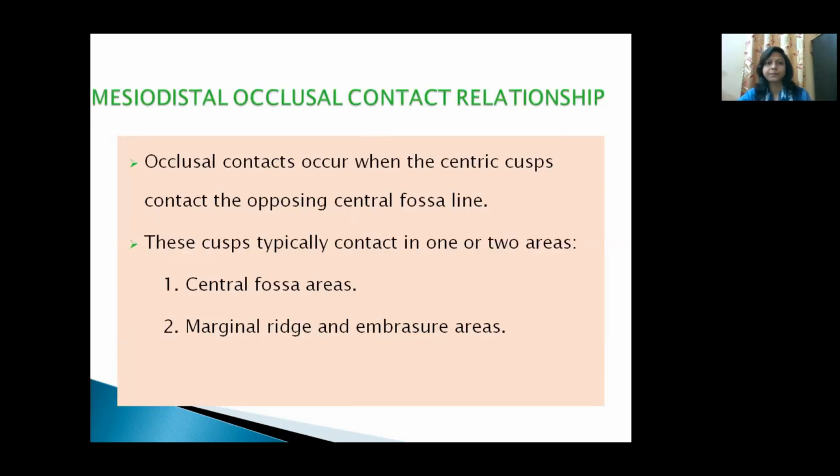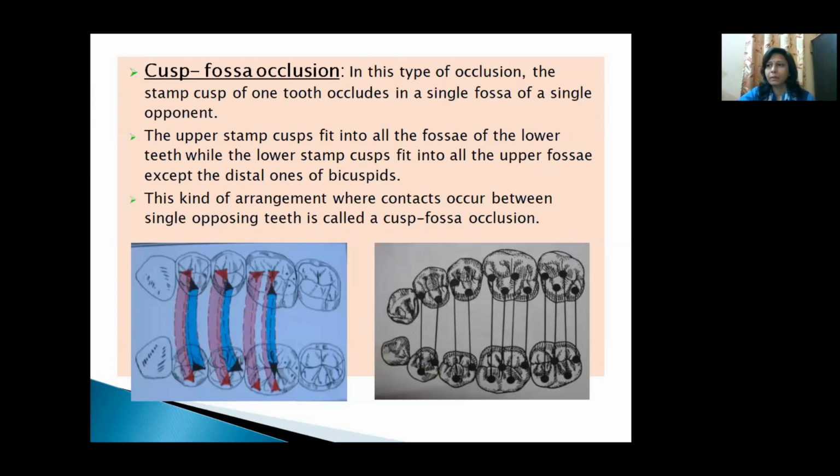Before going to this, we know some centric contacts. They are the areas of the teeth that contact the opposing teeth in centric occlusion. So they are point contacts and have been classified as posterior centric contacts and anterior centric contacts.